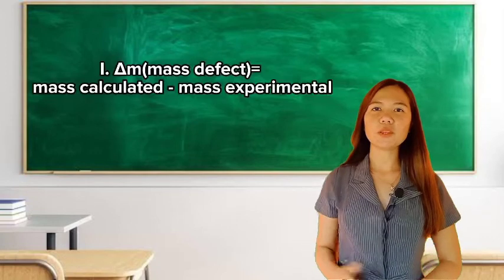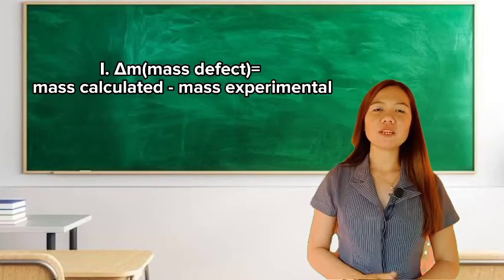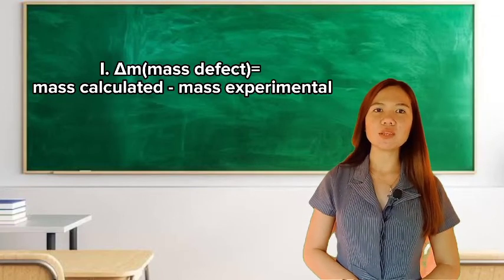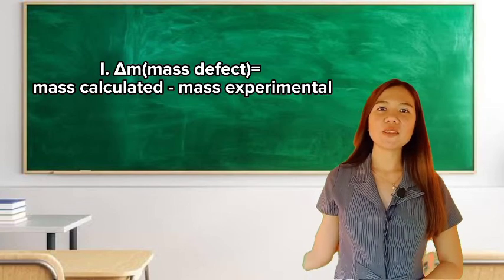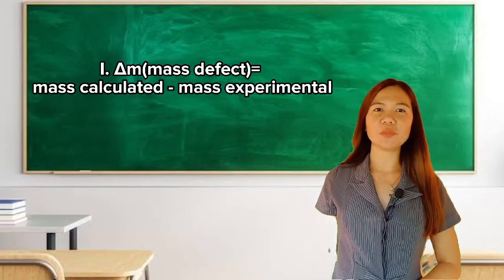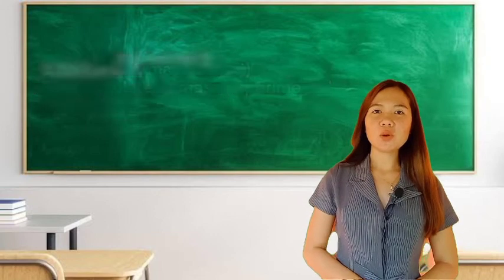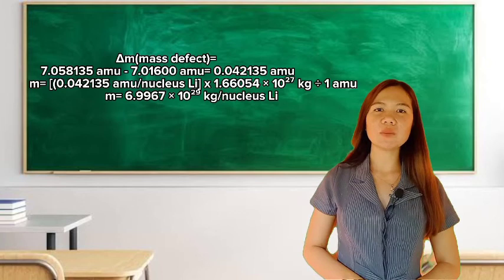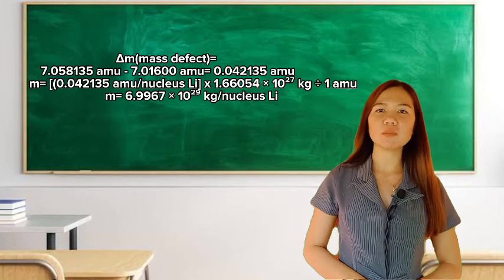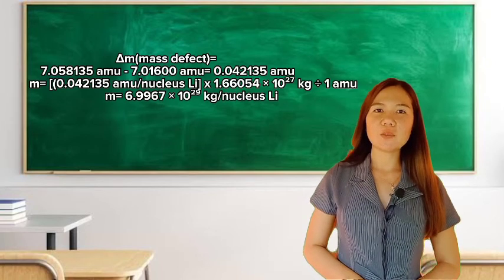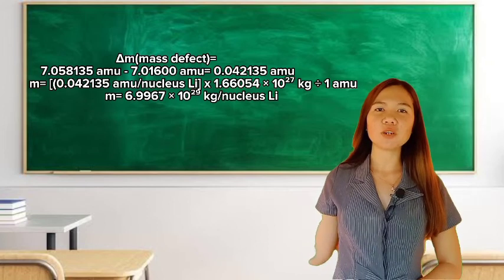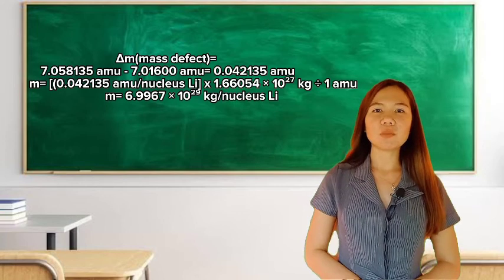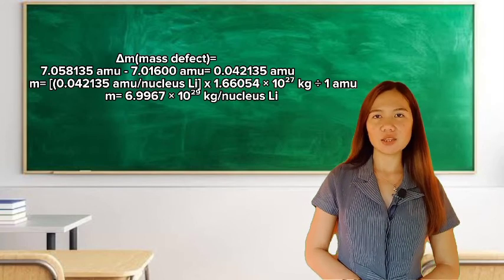Okay, to compute the mass defect, that is the difference between the mass calculated minus the mass experimental of the nucleus, and this time we are given the mass of the lithium-7 atom. So we plug in the values. We have the calculated mass here and the given mass of lithium-7, 7.01600 atomic mass unit, and that gives you a mass defect of 0.042135 atomic mass unit per nucleus of lithium-7.